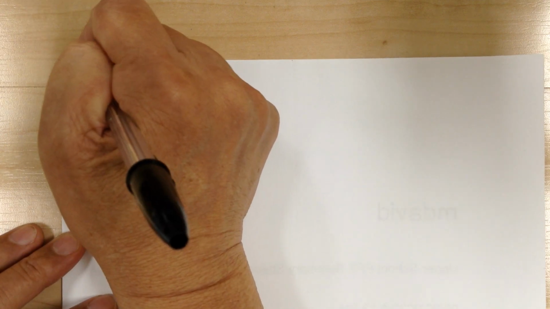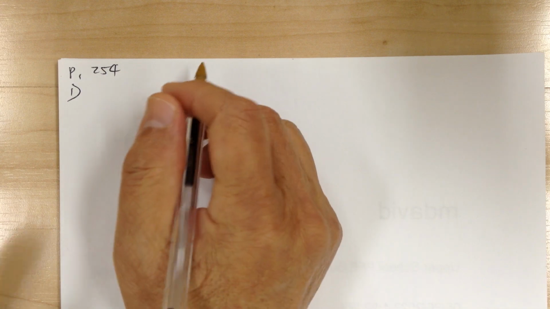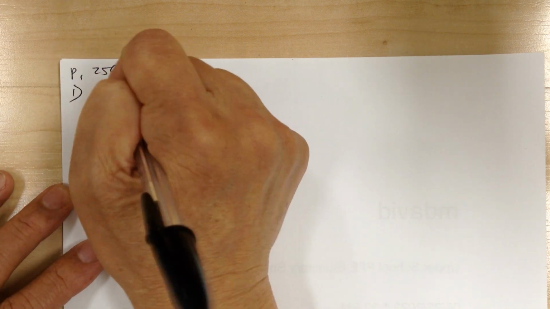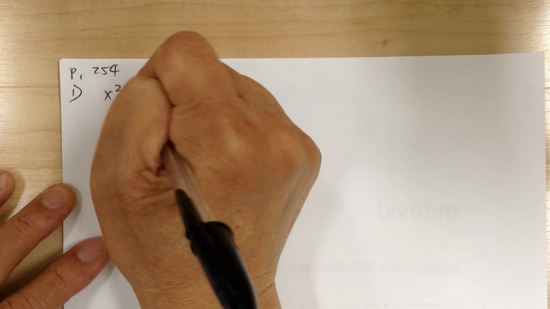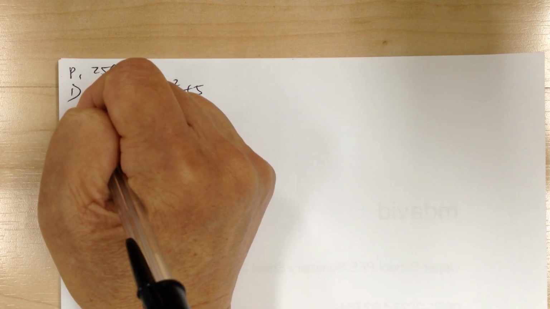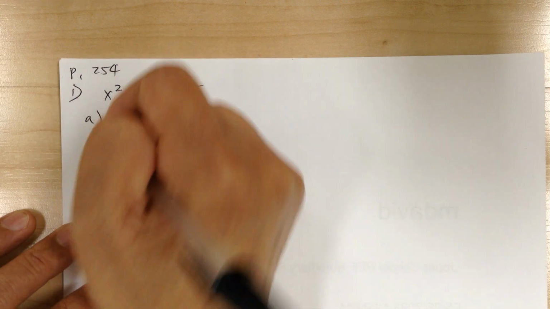Let's go to page 254. Okay, start with number 1. So you have x squared minus 4xy squared plus 5. So A, you're looking for the degree of the first term. So the first term is second degree.